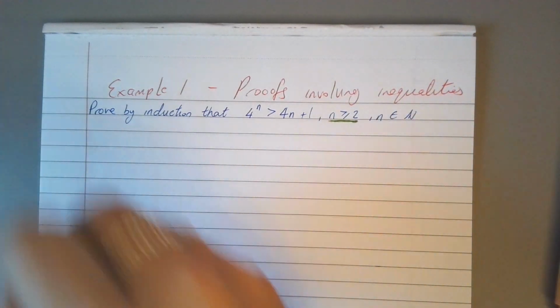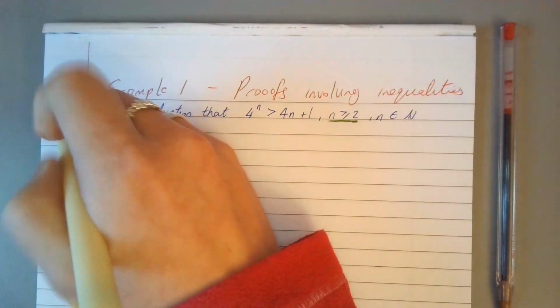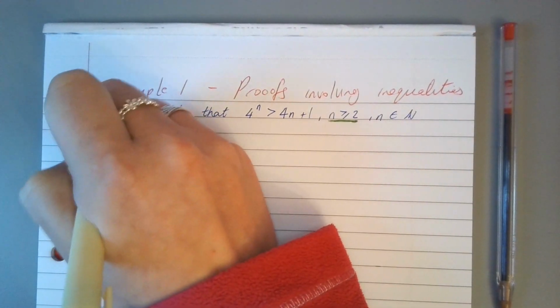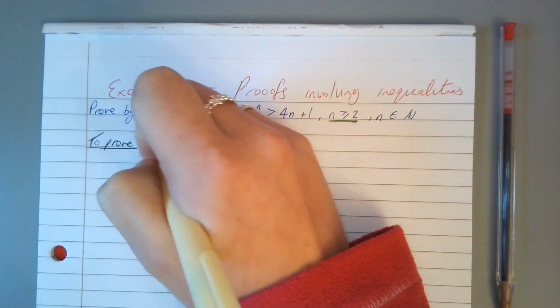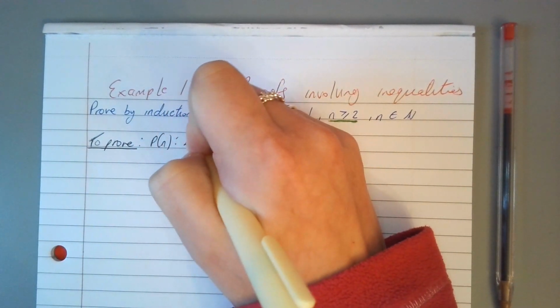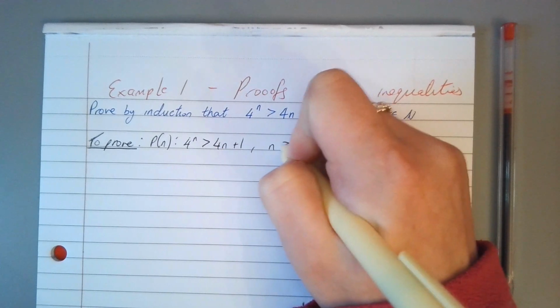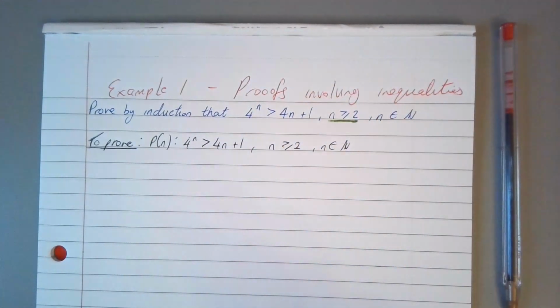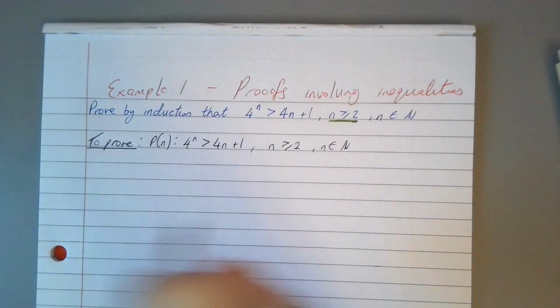Okay, so we'll start with to prove first. So to prove that proposition n, 4 to the power of n is greater than 4n plus 1, where n is greater than or equal to 2 and n is an element of N. So that's our to prove, and we're going to have our proof now.